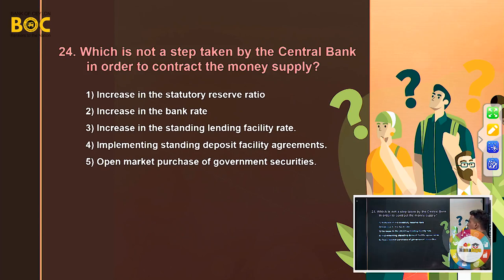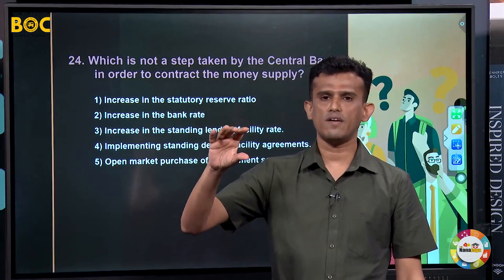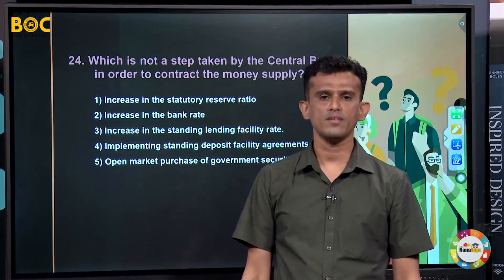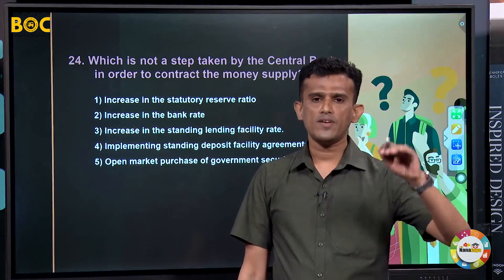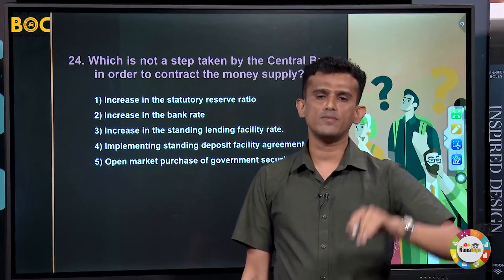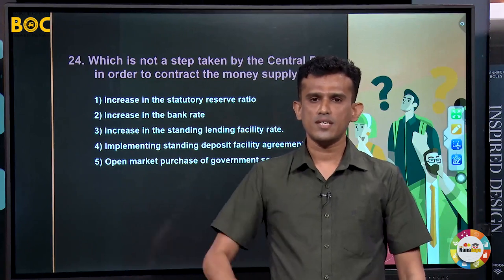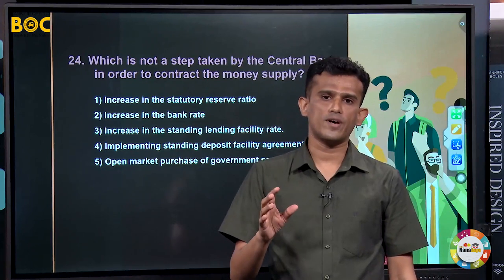Third, increase in the standing lending facility rate. What do we mean by the lending facility rate? When central bank is purchasing unmatured government securities from the commercial banks, that is when they are implementing standing lending facility agreements. It is something like the central bank is giving a temporary loan to a commercial bank, keeping the unmatured government securities as a guarantee. So therefore, the central bank will be charging a certain rate of interest from the commercial banks.